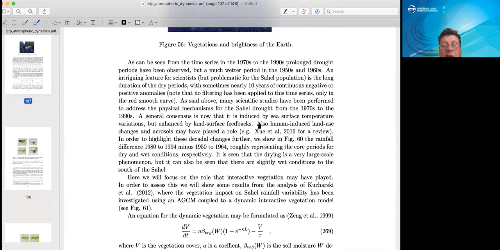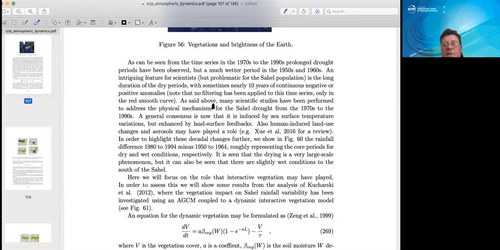Yes, so this is essentially what I said. So many mechanisms have been proposed. The one mechanism that probably has the most consensus is that the Sahel drought must be related to sea surface temperatures. But there's also a strong belief that land surface feedbacks must play an important role in the Sahel region. Now, there have been some more studies that indicate that human-induced land use changes and aerosol forcing may also have played an important role.